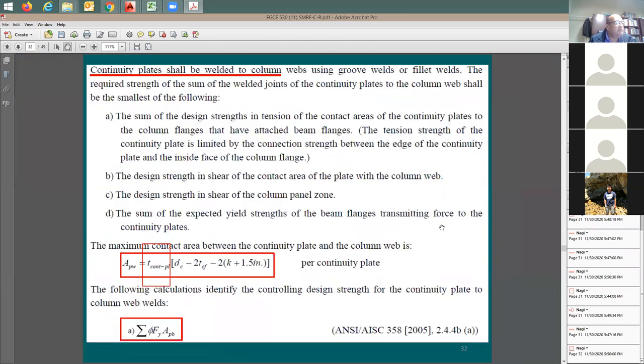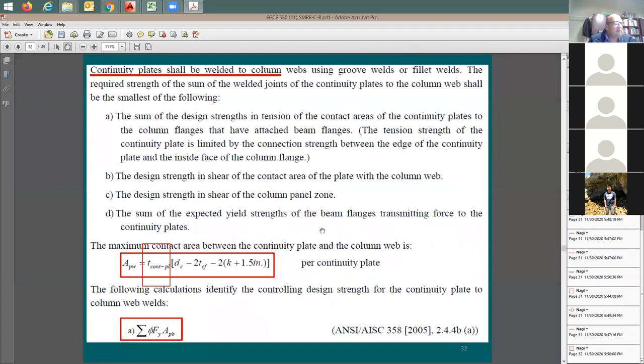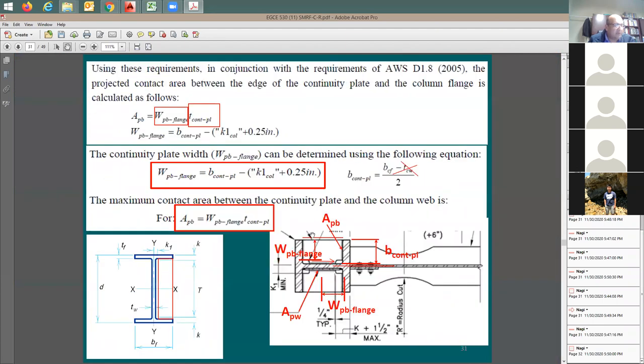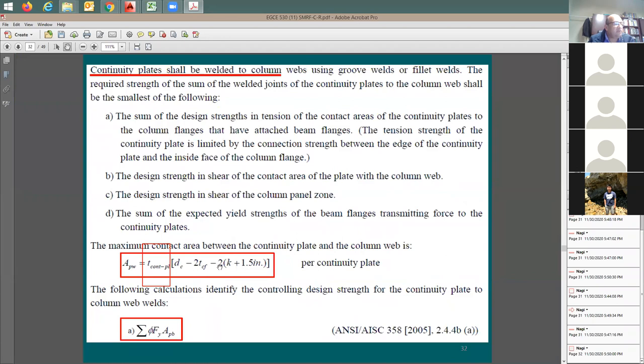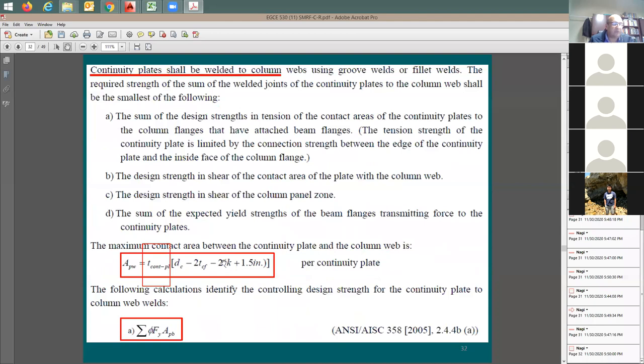But look at this equation. It says D minus 2CF, okay, which means this distance from here to there, and then again subtract two times because you have two sides, K plus 1.5 inch. Again, here we are double counting the K region. So this K is double counted in that length. So you need to understand, if you like to use it this way, you're good. This is gonna be kind of conservative like approach if you like.